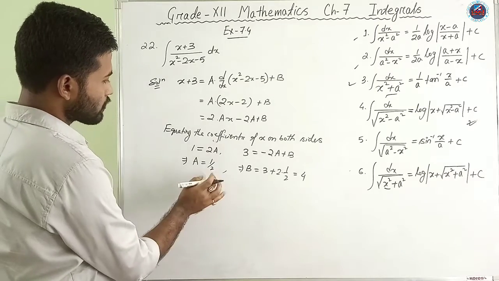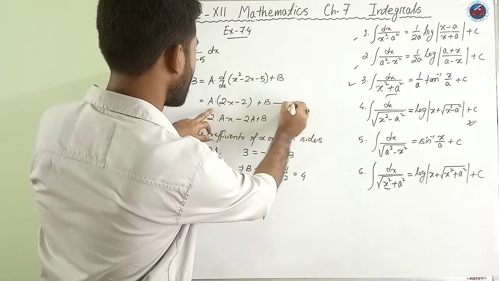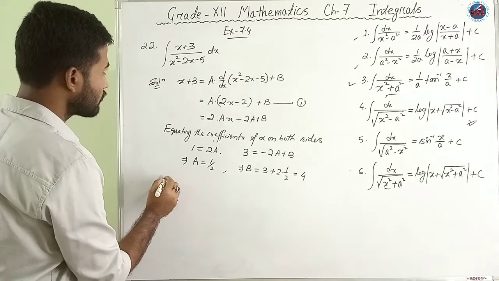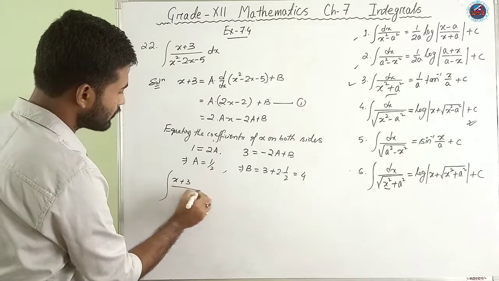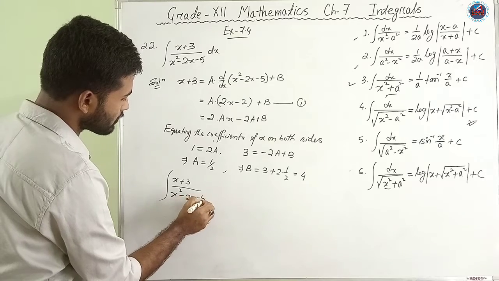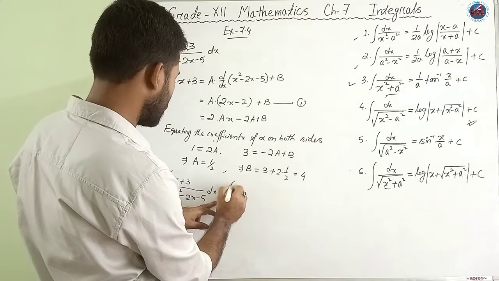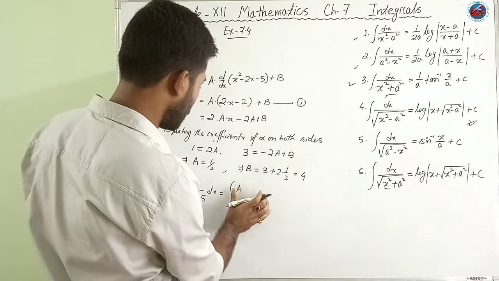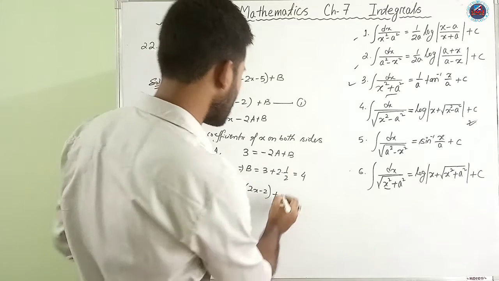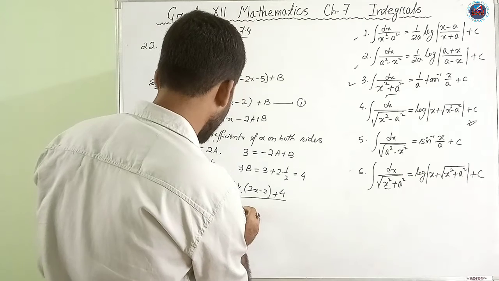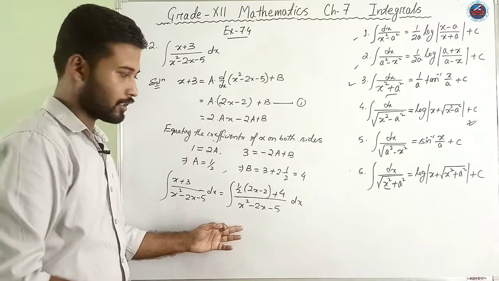Now, since we have got the values of a and b, if I take this one as equation 1, in place of this I can write integration of x plus 3 divided by x square minus twice x minus 5 dx. x plus 3 means integration of, in place of a, I can write 1 by 2 into twice x minus 2 plus, b is 4, divided by x square minus twice x minus 5. So half of our work is done.